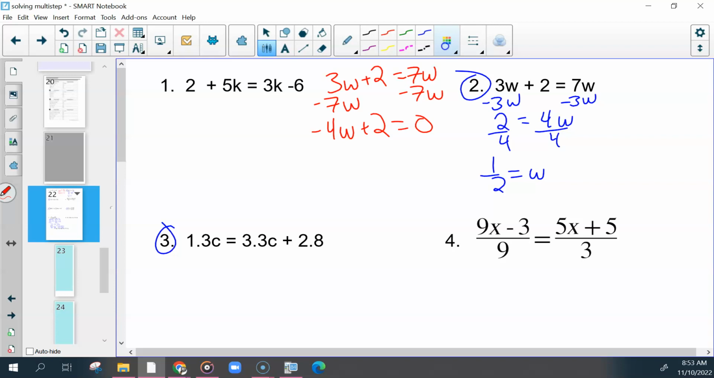If I move 7w over to 3w, I now have a 0 over there. You can do it this way. It's perfectly fine. You just have also created an extra step for yourself because you still have to move this back. And then still divide. So it can be done either way. You just have to know that you created an extra step if you do it one way versus the other. Do you have any questions on 2?